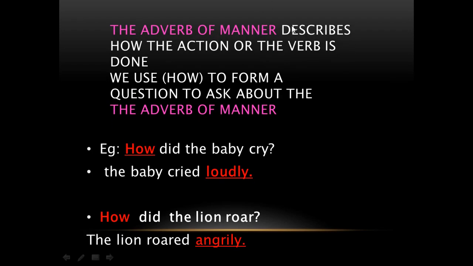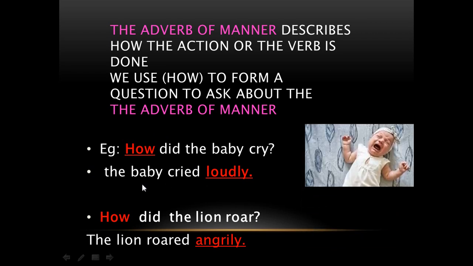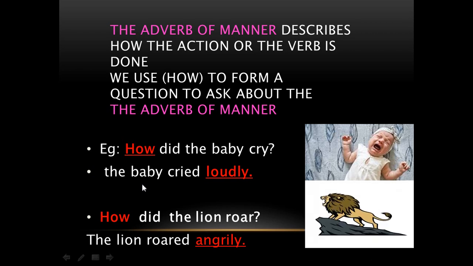The adverb of manner describes how the action or the verb is done. We use how to form a question to ask about the adverb of manner. For example, how did the baby cry? The baby cried loudly. How did the lion roar? The lion roared angrily.